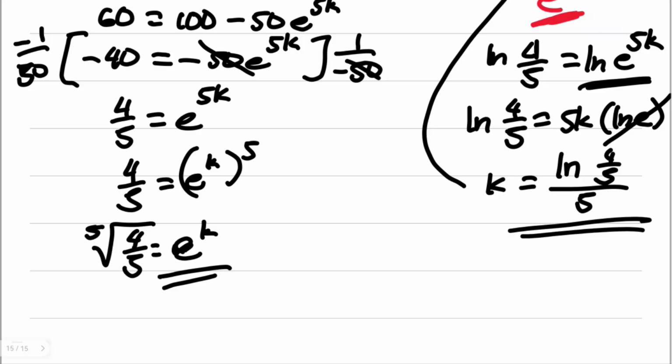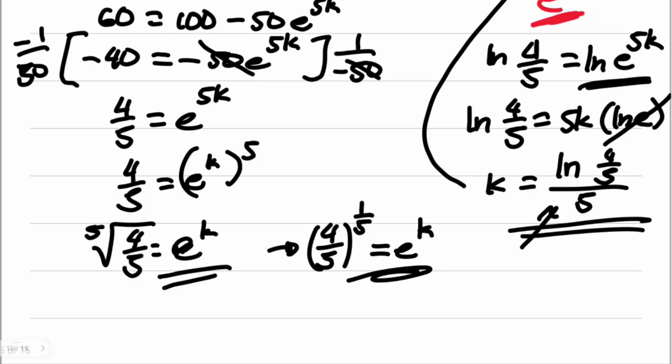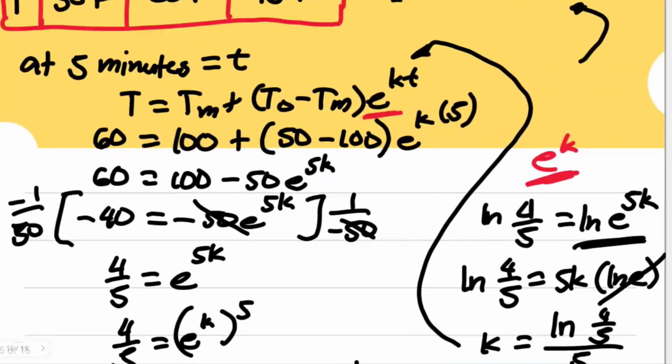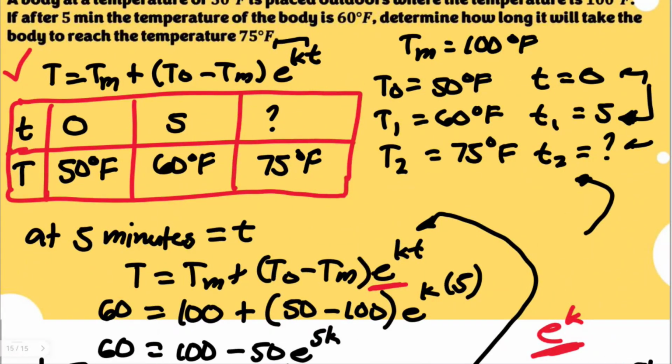Or you could rewrite this in this form. You will have 4/5 raised to the power of 1/5, as a fractional exponent, equivalent to e to the power of k. I'll be using that instead of this. Of course, you can use both. It's up to you, but I am more comfortable using this because it is exact, and it can stand in that form without the natural logarithm, right?